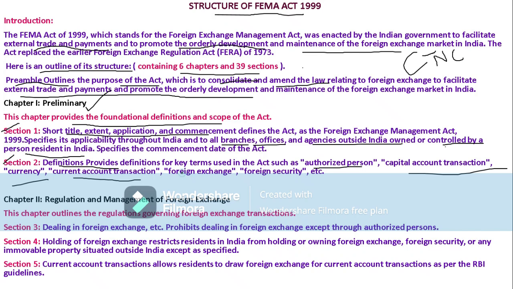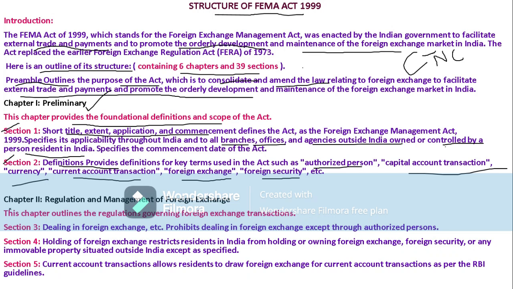Likewise, what does foreign exchange mean? Foreign exchange is nothing but foreign currency, currency which involves other aspects also. Likewise, foreign security. What does security mean? Securities are nothing but shares, debentures, and bonds; all come under security. So what does foreign security mean, and what comes under foreign security? And who are the persons, PRIs and non-PRIs, and their applicability; all these are defined under these definitions. So this is about chapter 1, which is nothing but the preliminary aspects.